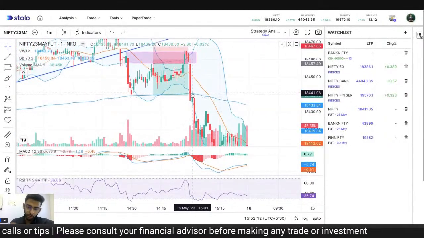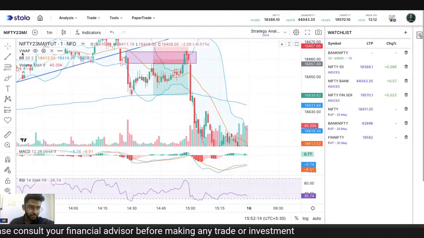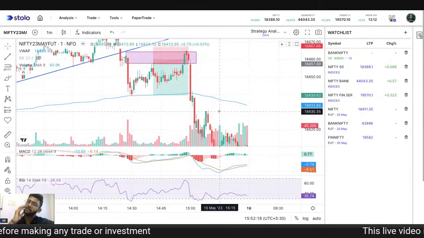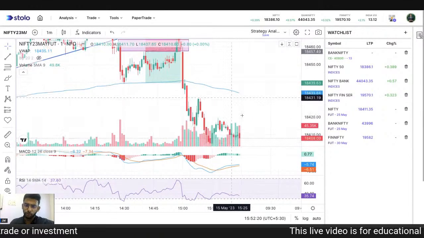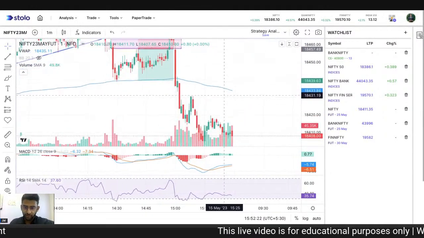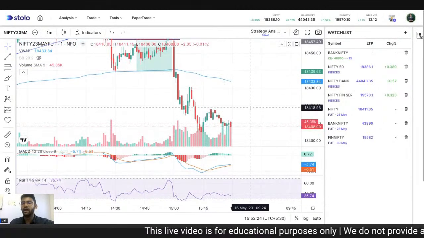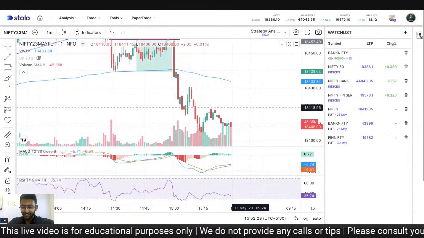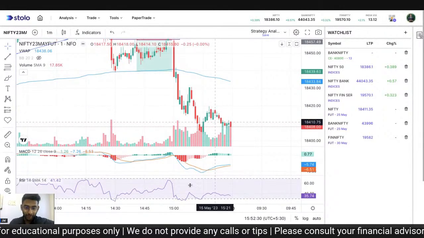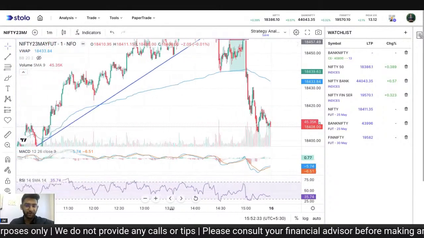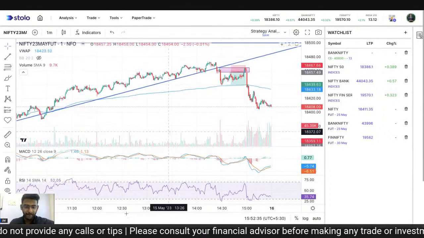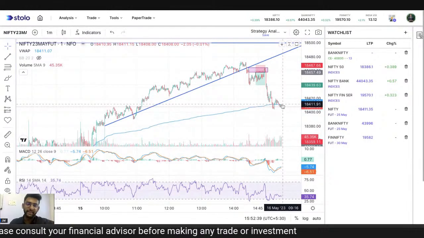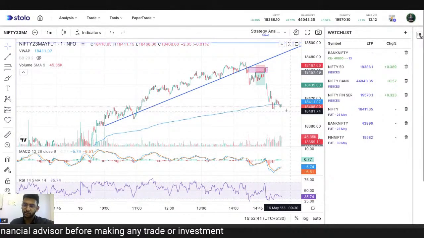As soon as it broke VWAP, it was looking to go further down, right? So Nifty, I think it ended around 18,408. It started around 18,300, moved to almost 18,480, and had a small pullback towards the end of around 80 points, which brought it back to 18,400.